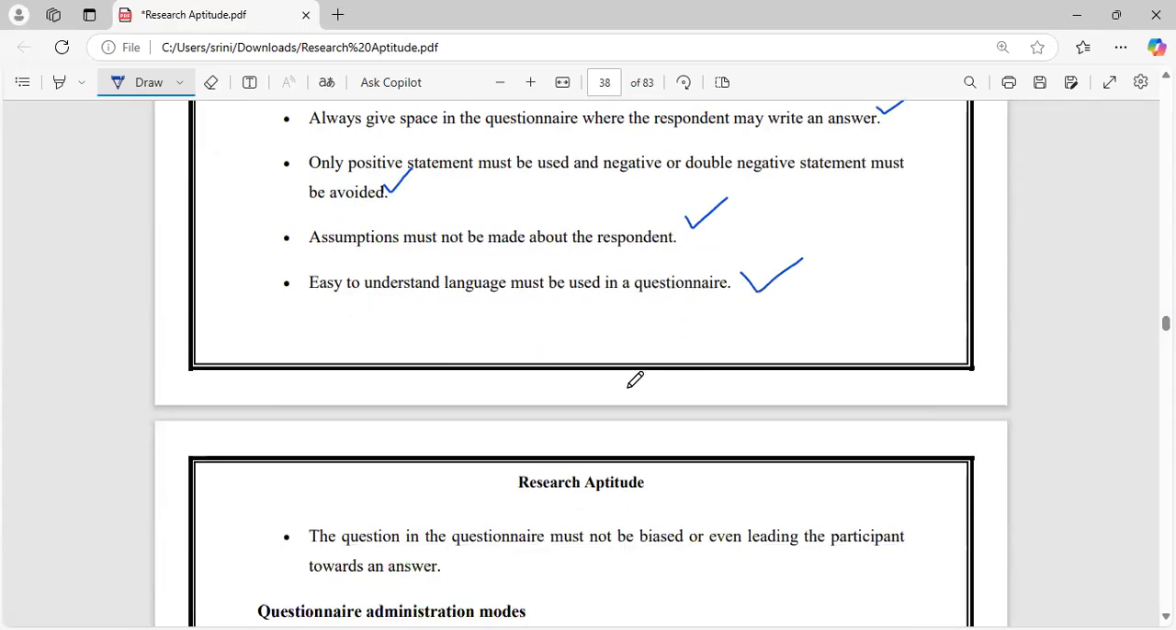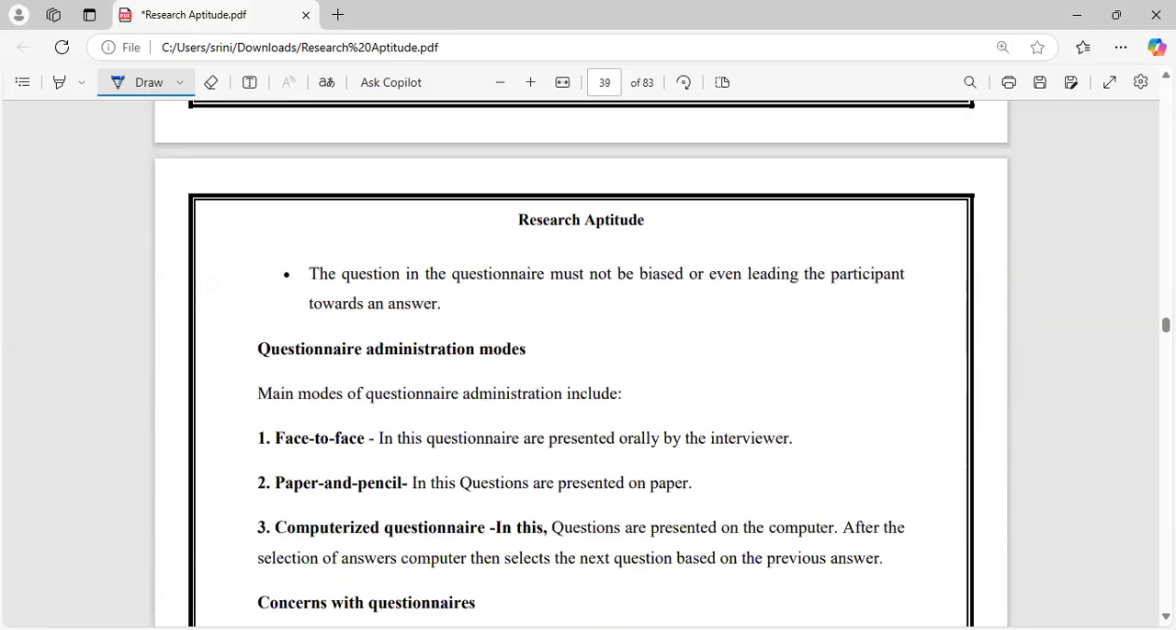Like when I was writing an exam one time, I was asked, I don't know the word, akin. I don't know the meaning of the word. I found out it means similar. So if someone is giving answers in a questionnaire, maybe they are not able to understand the words in the question. So the language must be easy to understand.